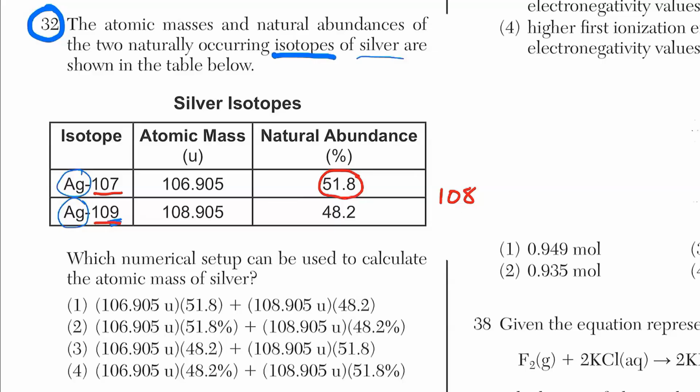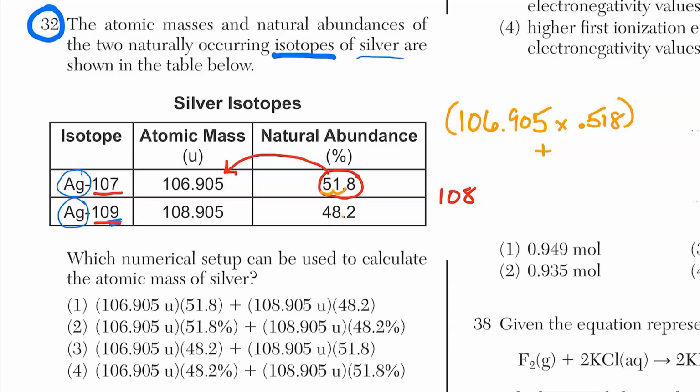So how do I do this problem? What we do is we find the percentage of each of the atomic masses, and then we add them together. When you do a percentage, you move the decimal place 2 places. So I'm going to move this 1, 2, and so I'm going to take 106.905, and I'm going to times it by 0.518, and then I'm going to add it to the next one.